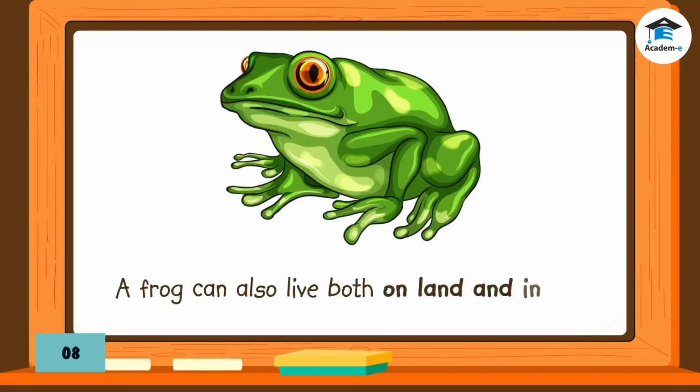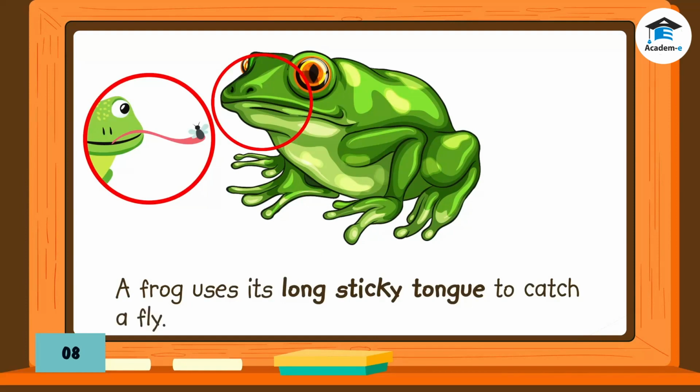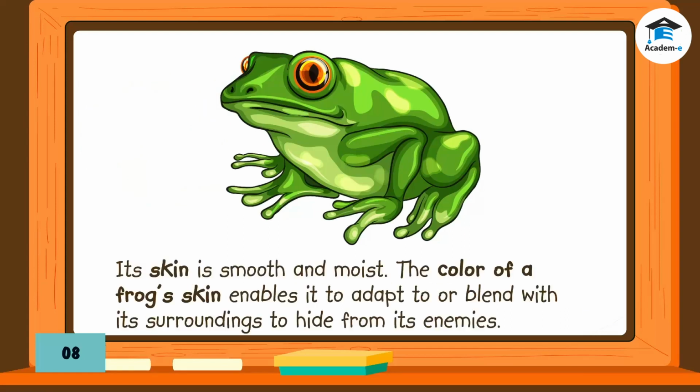A frog can also live both on land and in water. A frog uses its long sticky tongue to catch a fly. Its skin is smooth and moist. The color of a frog's skin enables it to adapt to or blend with its surroundings to hide from its enemies.